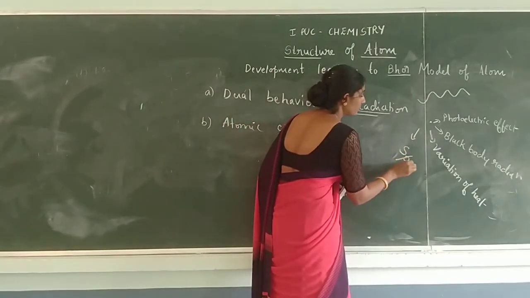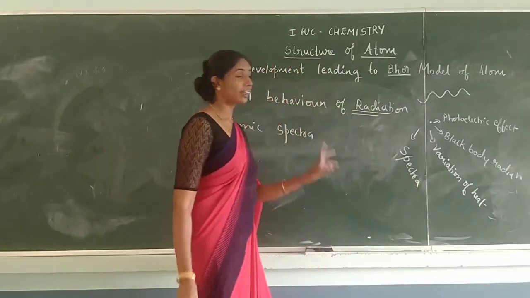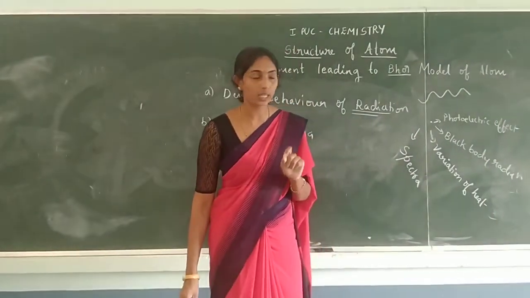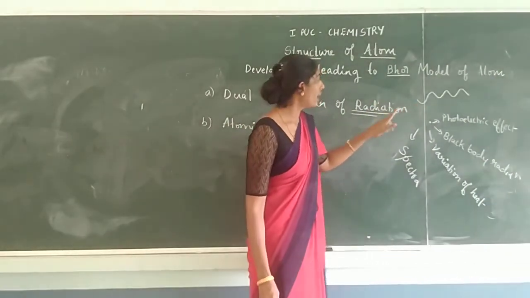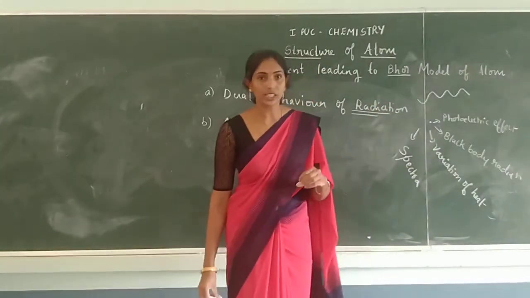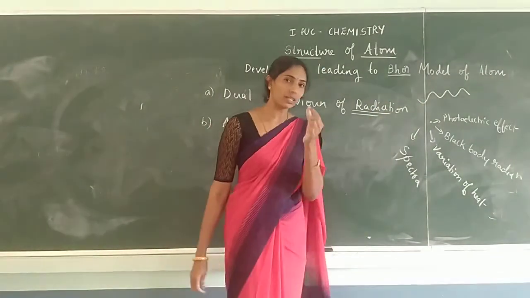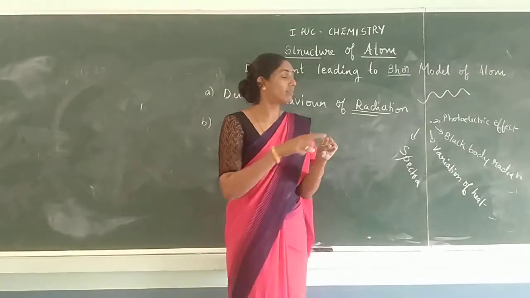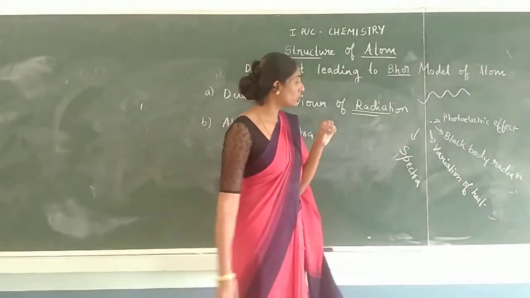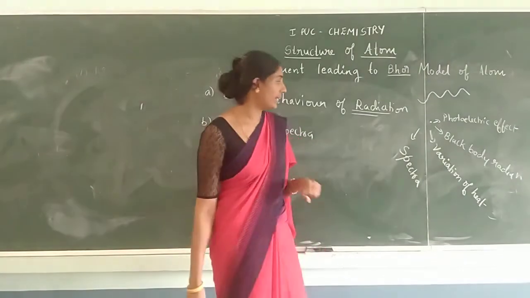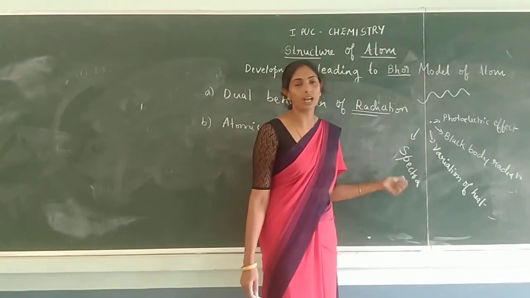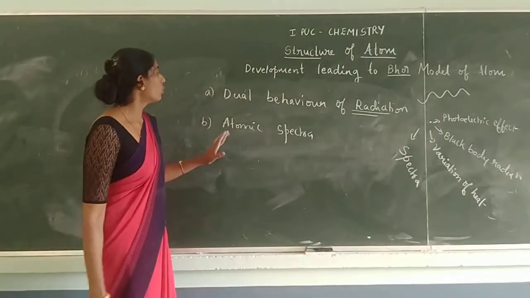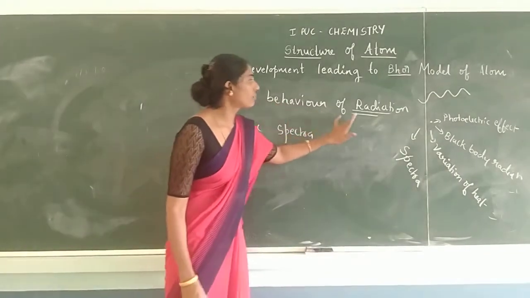Light is an electromagnetic radiation. Along with the wave nature, light also has the particle nature. Particle nature means light also carries atoms. That will show the photoelectric effect, the black body radiation, and the variation of heat capacity of solids, and the spectra, that is, light spectra, emission spectra, and absorption spectra. So that will be considered the dual behavior of radiation.